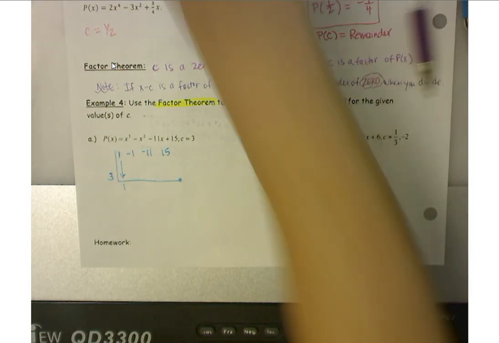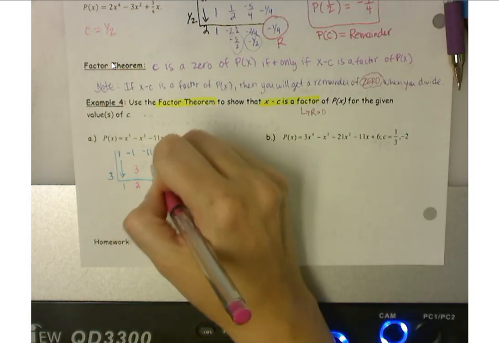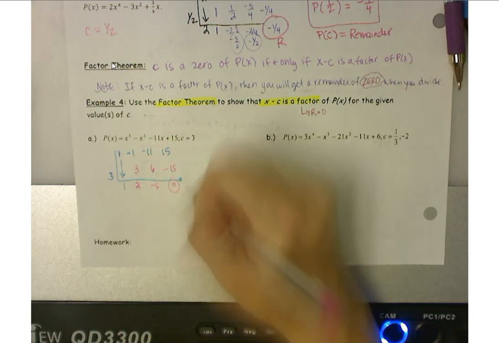All right, so then 1 times 3 is 3. 3 minus 1 is 2. 2 times 3 is 6. 6 minus 11 is -5. -5 times 3 is -15. Then you have 0. That's your remainder.